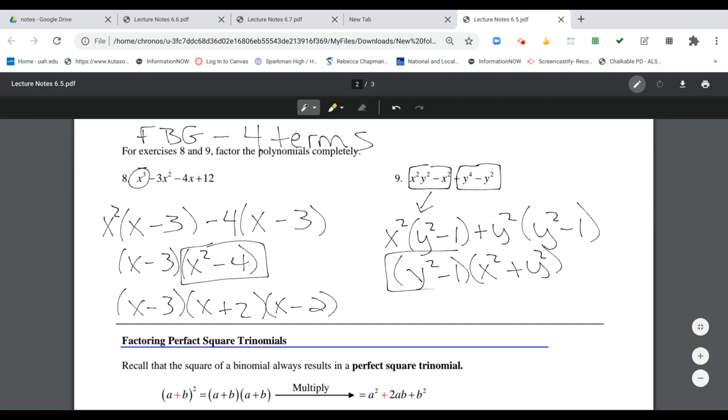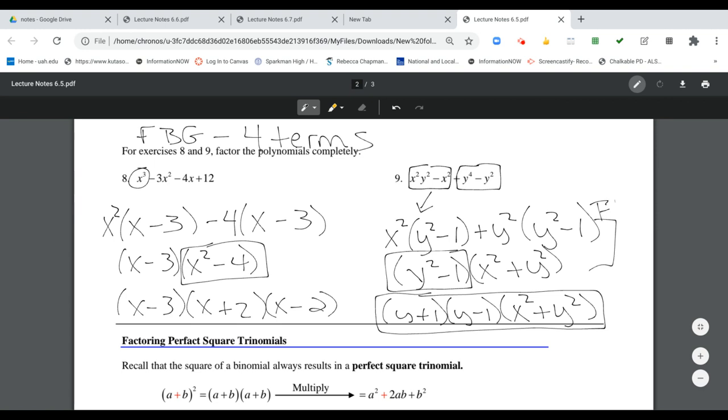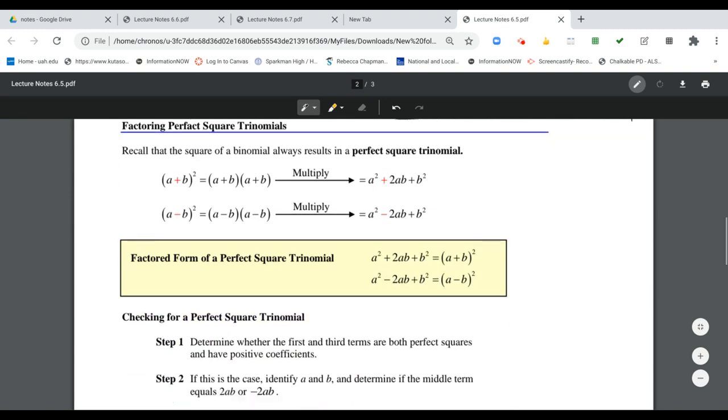Now, I can factor this one. It is a difference of squares. So y plus 1, y minus 1. I cannot factor the second one because it's a sum of squares. So I had to use 2 different methods for factoring that particular problem. I had to do factor by grouping, and then difference of squares. So you're not always going to be able to do just one method for factoring. So you have to be very, very careful with that.